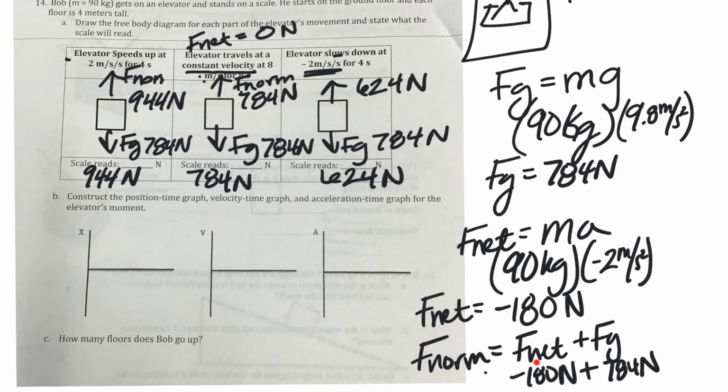And then we'll add our net force and our force of gravity together, and that gets us our normal force. So in which case, speeding up ends up being higher, and slowing down ends up being lower. Then we'll determine what the scale reads. It's going to be what your normal force is, because that's what the scale's pushing up on the person. So it'd be 944, 784, and 624.